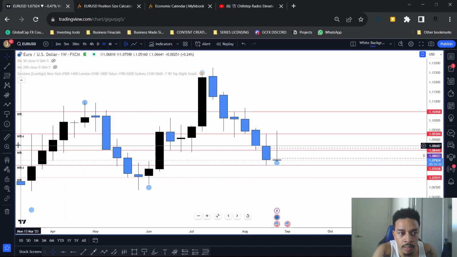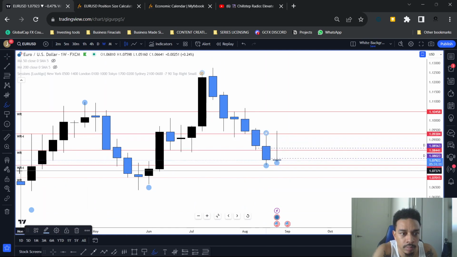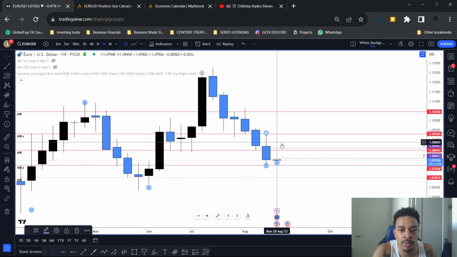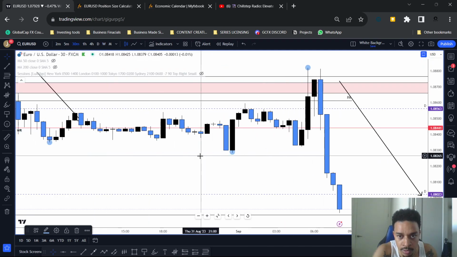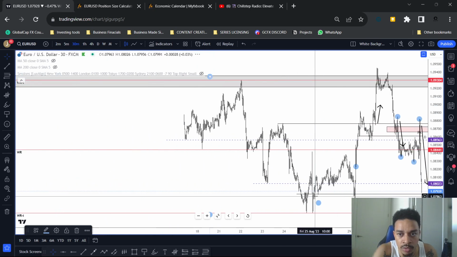Now as you can see, these lines right here and right there, those support and resistance lines resemble last week's highs and lows. So we're going to move on and drop down into the 30-minute time frame so that we can show you what encouraged me to get into this trade.